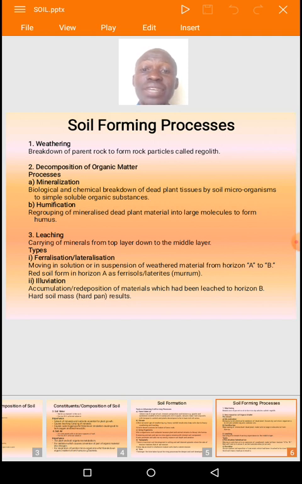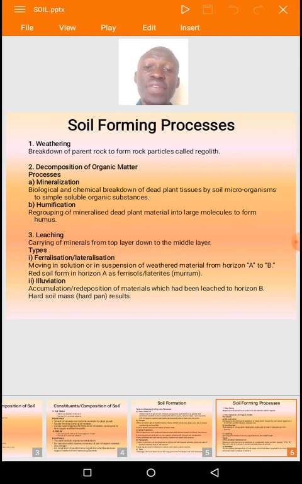Then leaching, we said distribution, that minerals that have been formed from one level are lost into the other. In fact, it's from top to bottom. Remember we are seeing soil forming, and they are given types of leaching there. We have what we call lateralization, that moving in a solution or in a suspension of weathered material from horizon A to B. So the red soils form in A after minerals have been lost through leaching. That's why we have them called laterites in the process of lateralization.